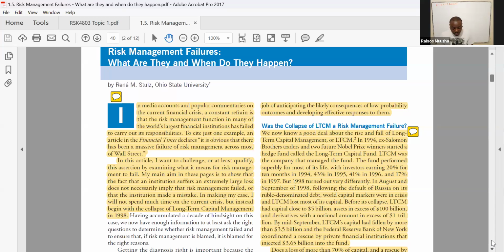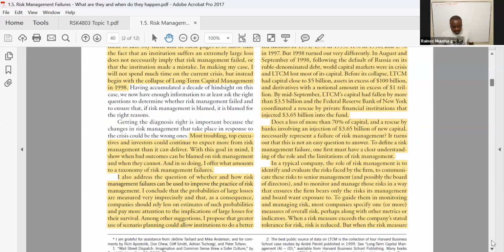And remember, in the article, they refer to Long-Term Capital Management as LTCM. So here they say, most troubling, top executives and investors could continue to expect more from risk management than it can deliver. With this goal in mind, I show when bad outcomes can be blamed on risk management and when they cannot. And in so doing, I offer what amounts to a taxonomy of risk management failures.